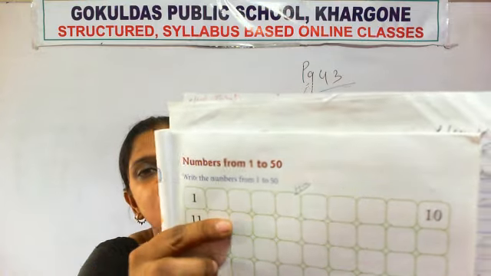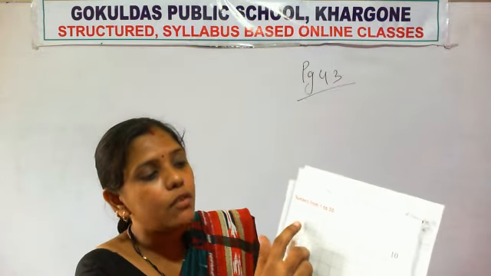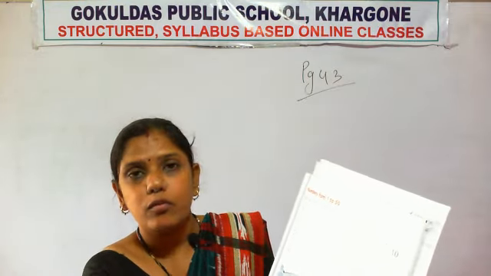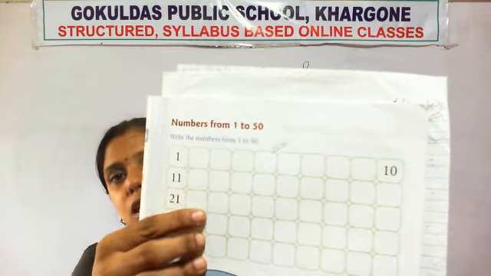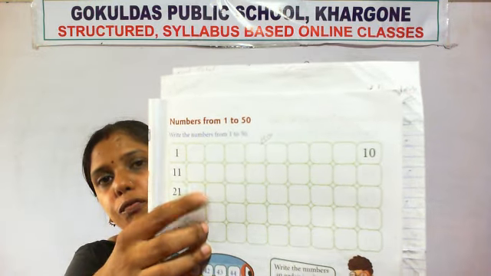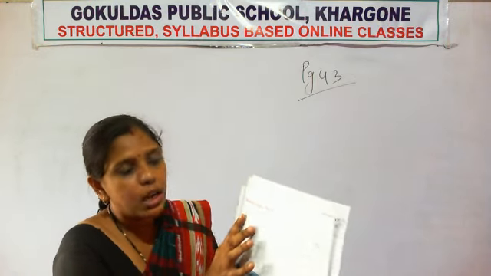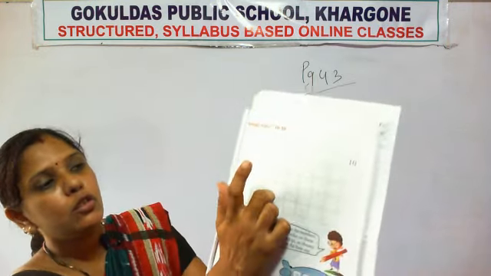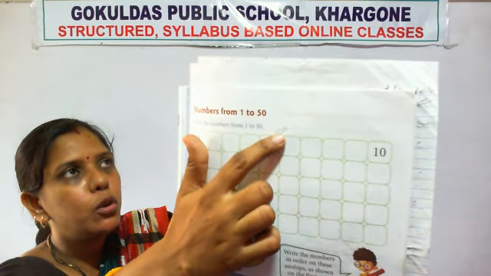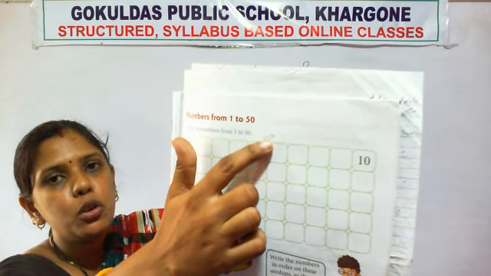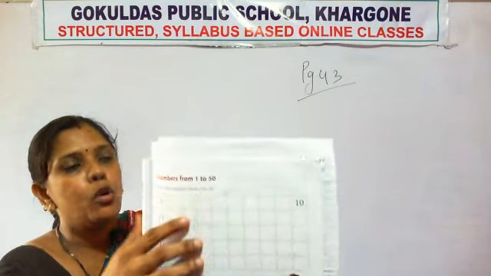So this is your homework. You have to write the counting numbers from 1 to 50. Write "homework" on the top. And this homework you have to do in the book only. Don't do this homework in your notebook.